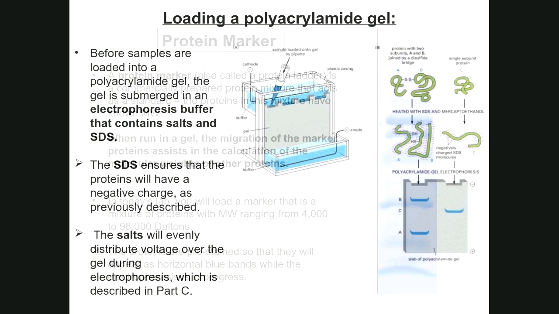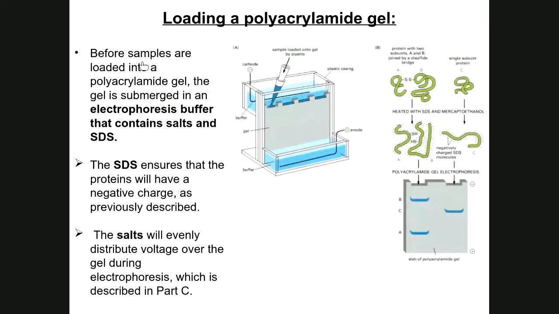All right, so you can see here, before the samples are loaded into the polyacrylamide gel, the gel is submerged in an electrophoresis buffer that contains salts and SDS. As I said, the SDS helps ensure that any protein sample you've added to the wells in the gel will be coated in a negative charge. However, in the case of those proteins that we want to retain their native shape, they'll only be exposed to the SDS in the buffer long enough to be coated in a negative charge, as they show you here. However, they won't be exposed long enough to the SDS to be denatured, as they're showing you here for these proteins.